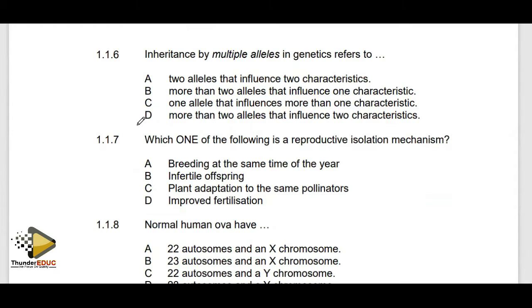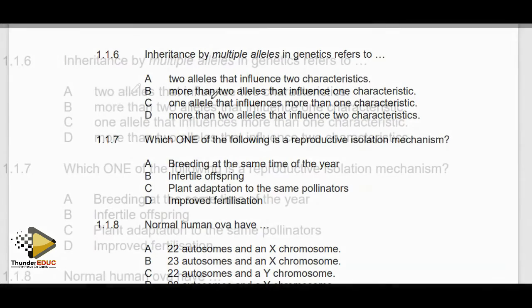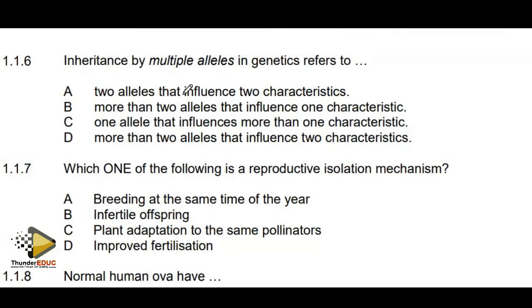in genetics is referred to as: 2 alleles that influence 2 characteristics? No. More than 2 alleles, this is correct, that influence 1 characteristic. It is more than 2 alleles, and those alleles must influence 1 characteristic. A good example of this is blood group.